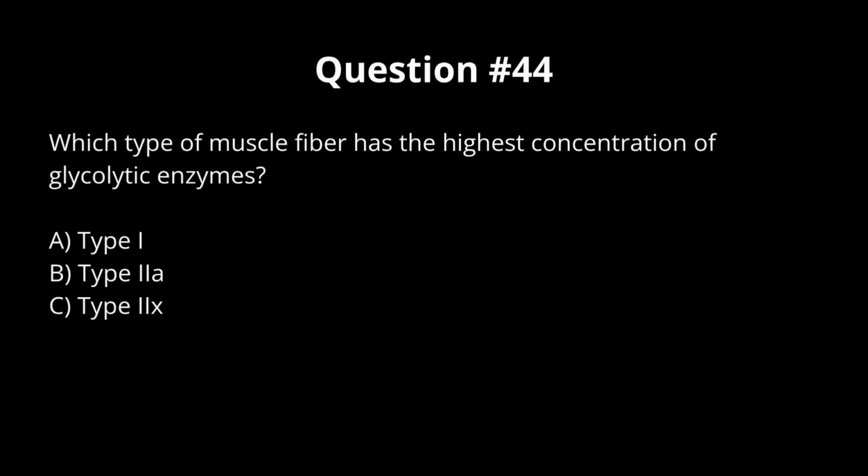Question number 44. Which type of muscle fiber has the highest concentration of glycolytic enzymes? A. Type 2. B. Type 2A. C. Type 2X. The correct answer is C. A type 2X fiber relies heavily on anaerobic glycolysis, supporting powerful, short-term efforts.